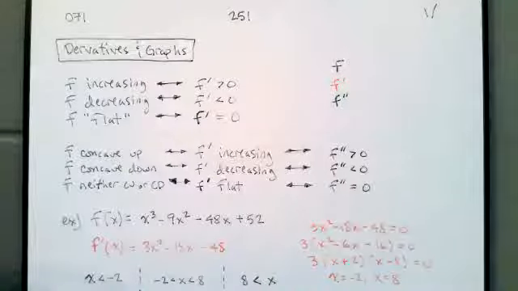Since the second derivative is just the first derivative of the first derivative, the sign of the second derivative tells us about the direction of the first derivative. So here are all the relationships between the first derivative, the second derivative, and the function with regards to sign, direction, and concavity.